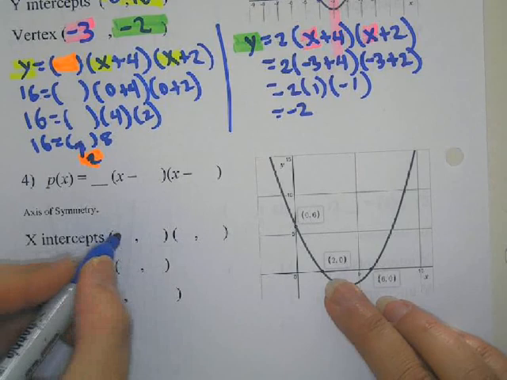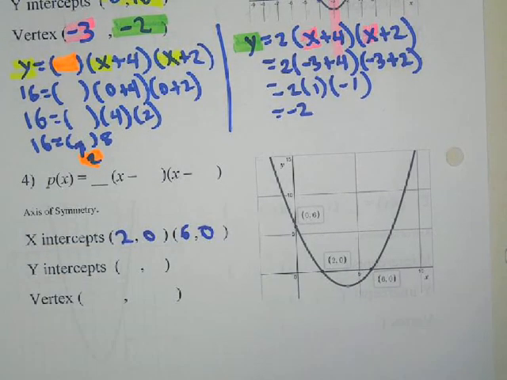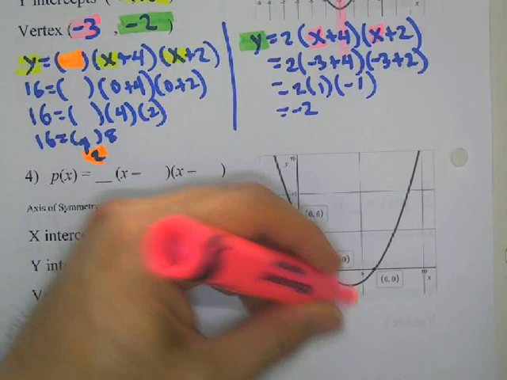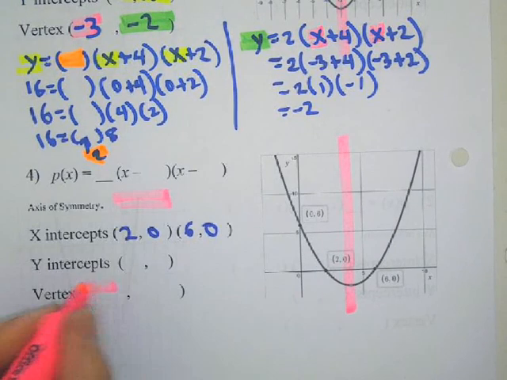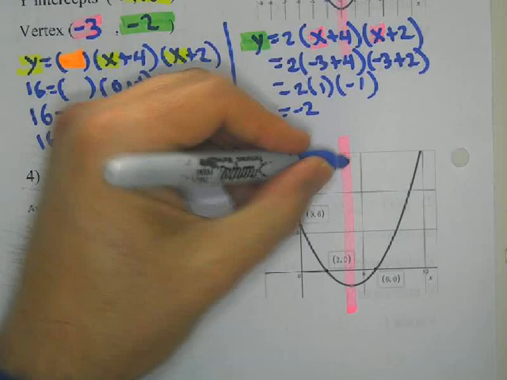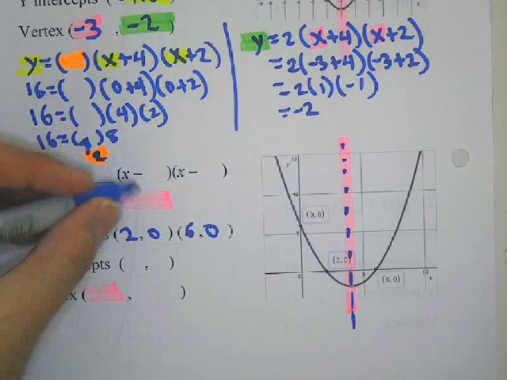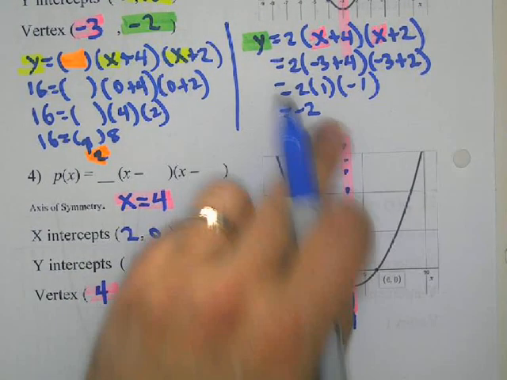X-intercepts are 2, 0, and 6, 0. Axis of symmetry is halfway in between 2 and 6, which is 4. Between 2 and 6, so we have x equals 4. Okay, the vertex is on the pink line, so I'm going to put a 4 there too.